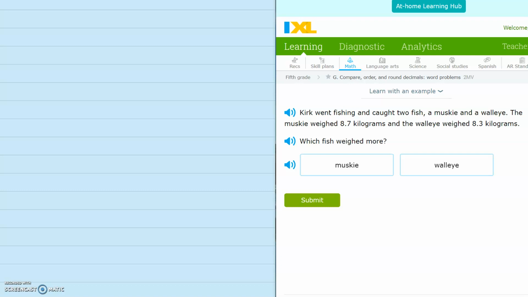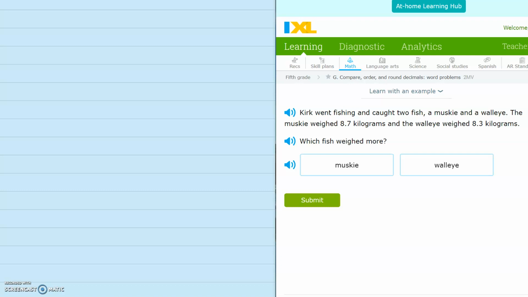It says, Kirk went fishing and caught 2 fish, a muskie and a walleye. The muskie weighed 8 7/10 kilograms. The walleye weighed 8 3/10 kilograms. Which fish weighed more? Okay, so to work this problem, since it wants to know which one weighed more, we have to compare, right? So we're going to pull out our 2 weights.